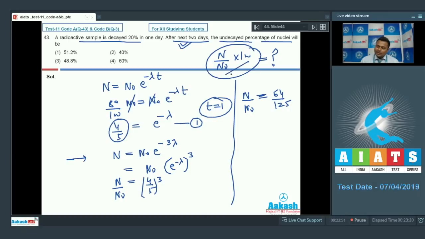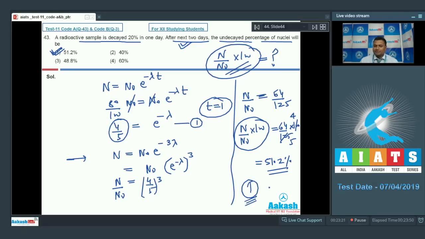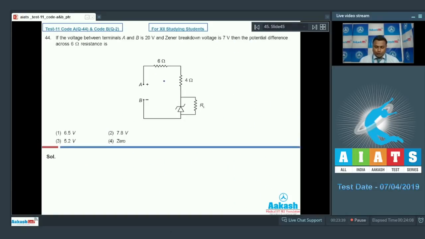What we have to calculate? N upon n naught into 100. So let's multiply both sides. We will get n by n naught into 100 equals 64 upon 125 into 100. 25 4s are 100, 25 5s are 125, and after solving we will get in percentage 51.2% of n naught. So we can say that option number 1 is absolutely correct. We can go with this first option. Now move on to the next, that is 44 number. So this is 44th question, everyone.